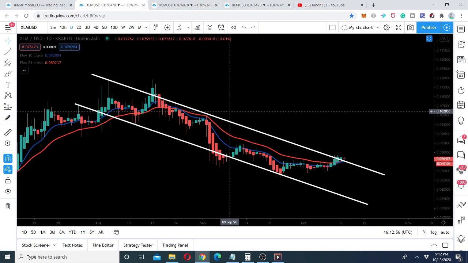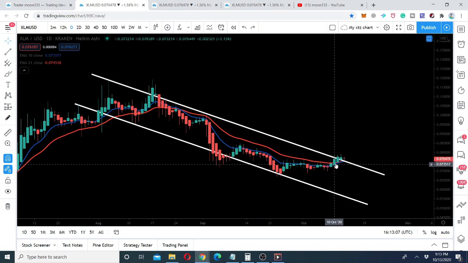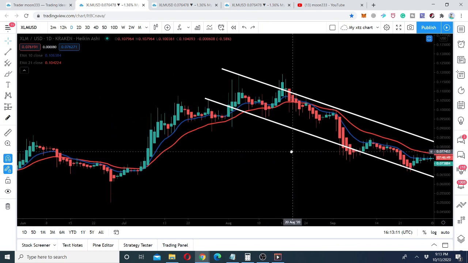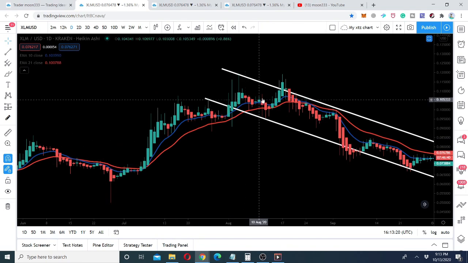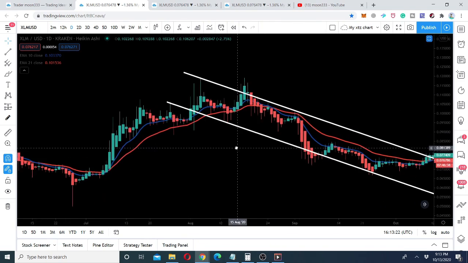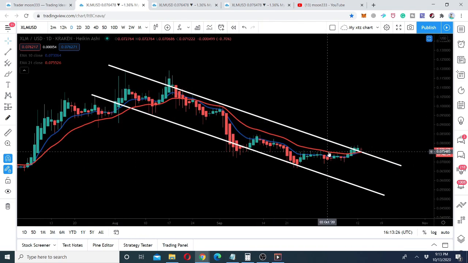Whenever the smaller time period moving average crosses up the bigger time period moving average, that is considered as a buying or bullish signal. And here, we can see that the smaller time period moving average is crossing up the bigger time period moving average, like we have already received this signal here. And when the EMA 10 crossed up the EMA 21, after that we observed a very powerful bullish move, and after that the price action started its movement in this down channel.